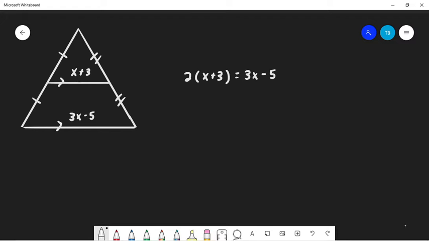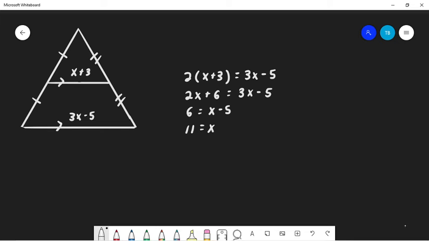First thing I want to do, of course, is distribute the 2 on the left side, so that's 2x plus 6 equals, we still have 3x minus 5. We'll subtract 2x on both sides, so 6 equals x minus 5. And then we'll add 5 on both sides of the equation to get 11 equals x, where x equals 11. Alrighty, so that's all there is to that.